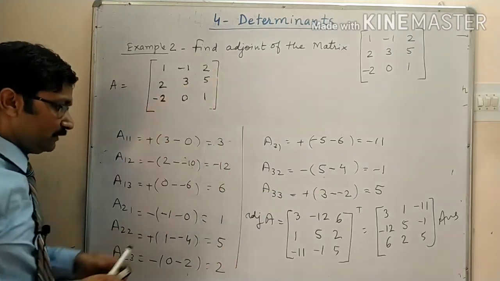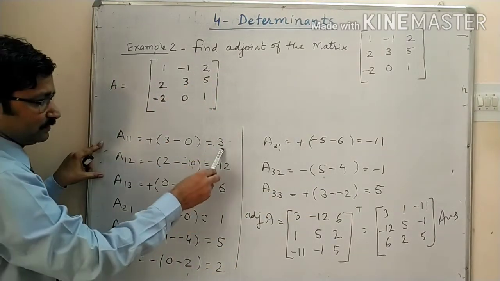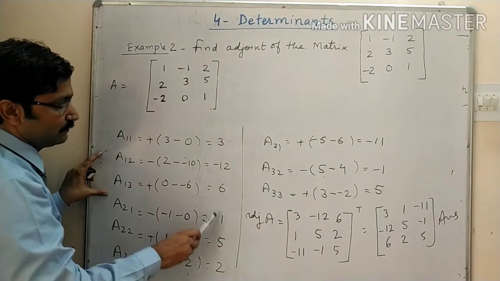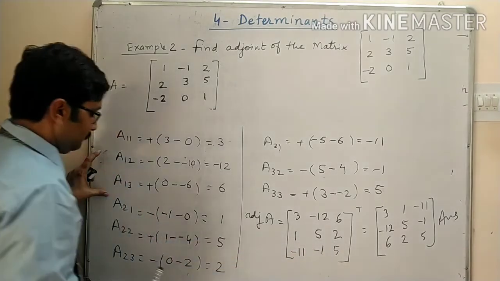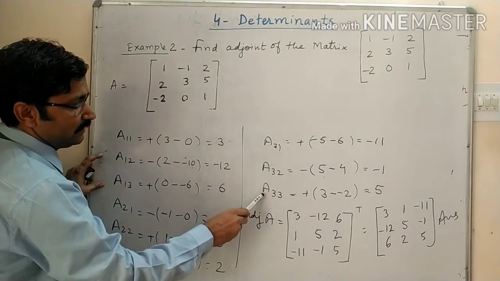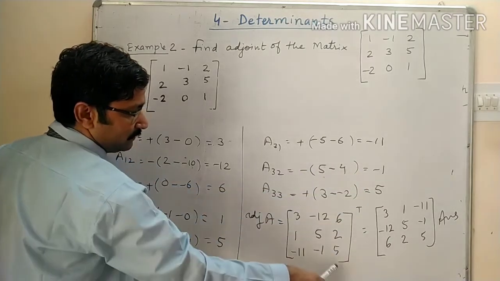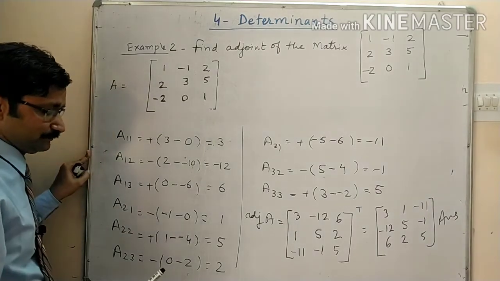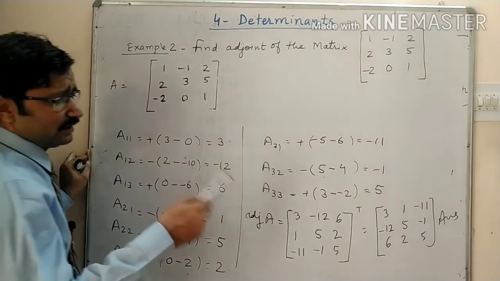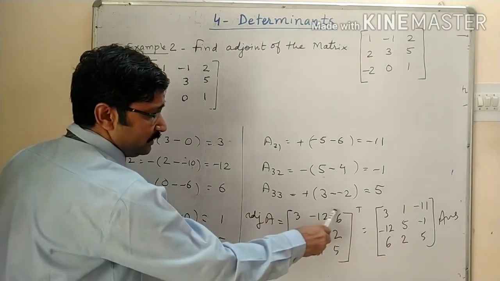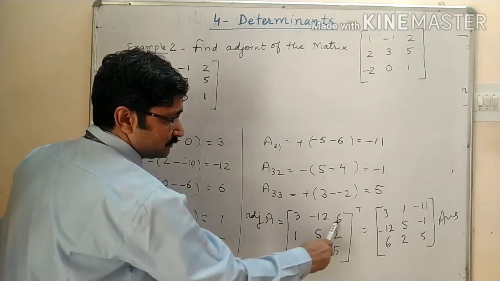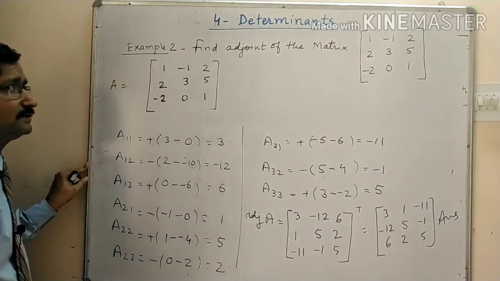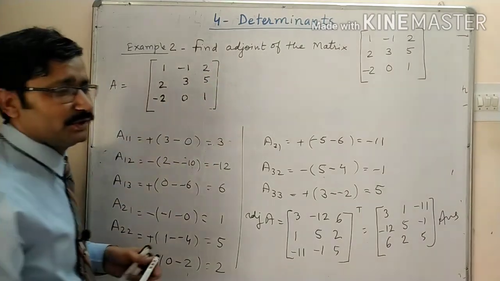How do you get the adjoint A? First row, these 3 elements are for the first row: 3, minus 12, and 6. Next, A21, A22, A23 are for the second row: 1, 5 and 2. And for the third row we have A31, A32 and A33. That you write: minus 11, minus 1 and 5. Then you have to do the transpose. This cofactor matrix you have to transpose, meaning the adjoint A will be the transpose of these. Transpose means the first row will become the first column, the second row will become the second column, the third row will become the third column. That is the final answer, and that is called the adjoint of this matrix. Hope you understand this. Thank you.